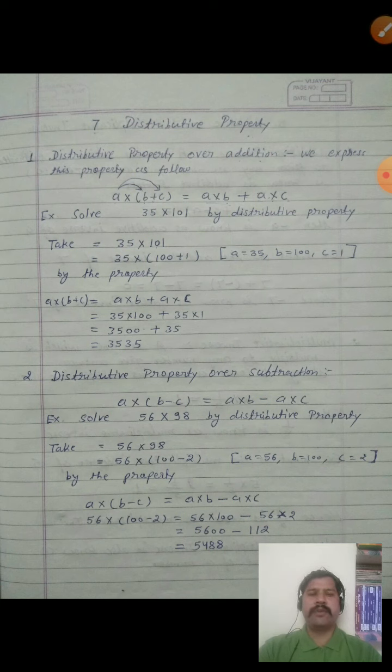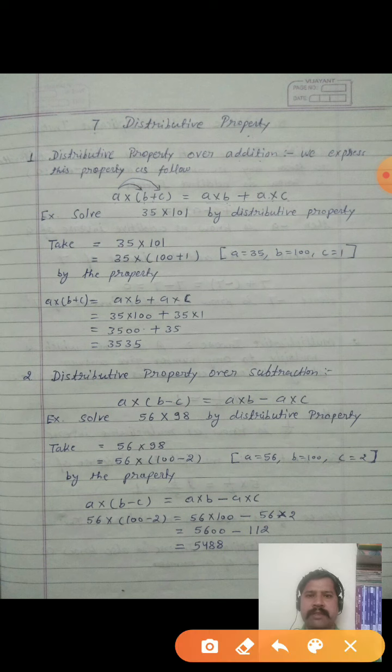Now, according to this property, we express the mathematical formation of this property by the statement a into (b plus c) is equal to a into b plus a into c. Now, this is known as the mathematical formation of this property. Okay. Now, to explain this property, we take an example.